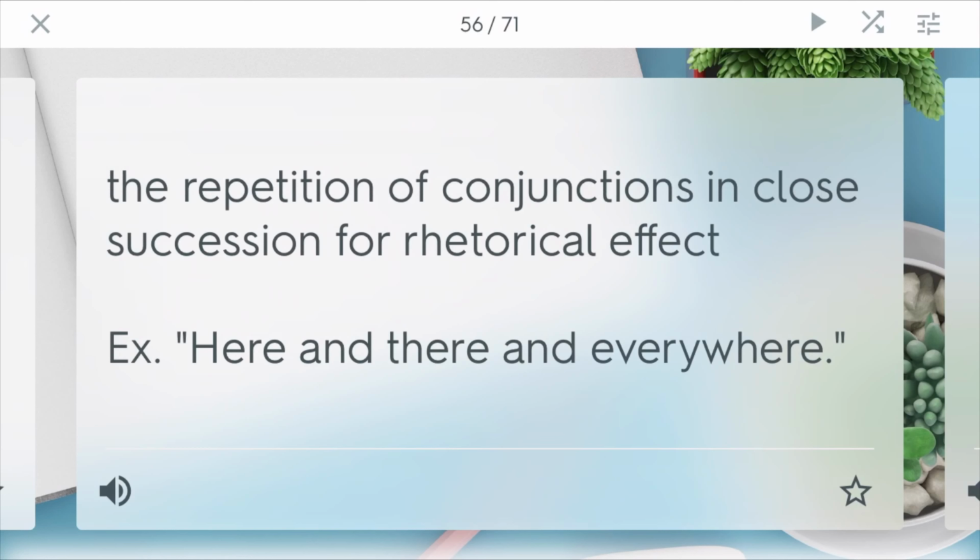Polysyndeton is the repetition of conjunctions in close succession for rhetorical effect. An example would be here and there and everywhere.